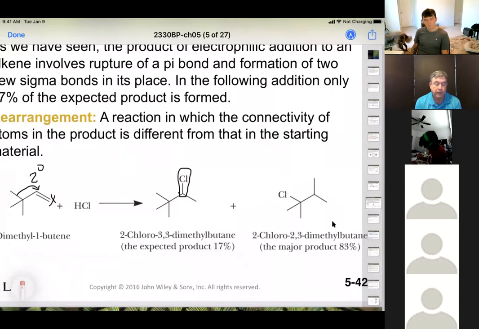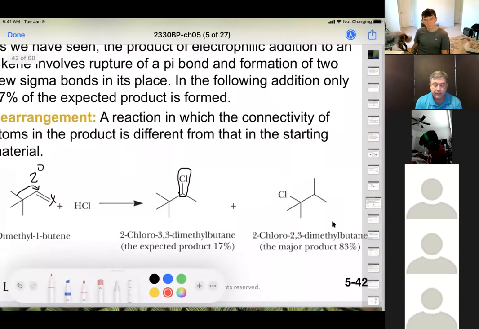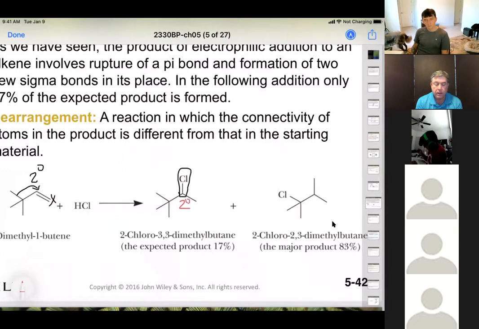Why? Well, this would have been formed from a secondary carbocation. This would have been a tertiary carbocation. So we've actually got the more stable tertiary carbocation by moving either a methyl group or a hydrogen over one slot. We call that the methyl or hydride shift.